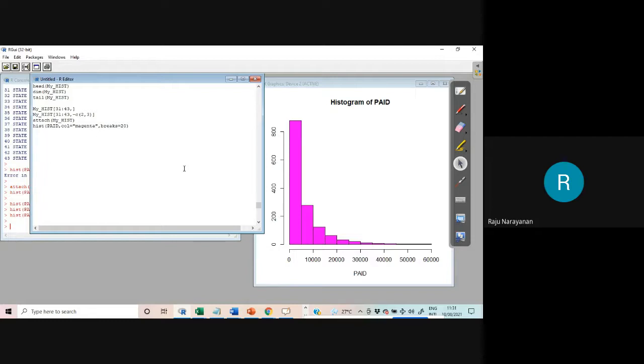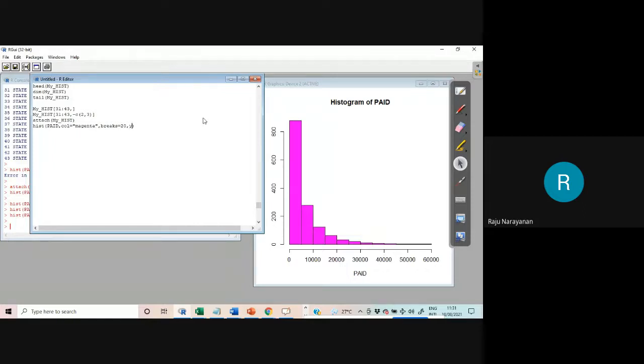Now, if you want a relative frequency, you can write freq is equal to FALSE. Now you see here, what is this 800? In this class, this many observations are there. Now you can change that also. First, I will teach you that one.